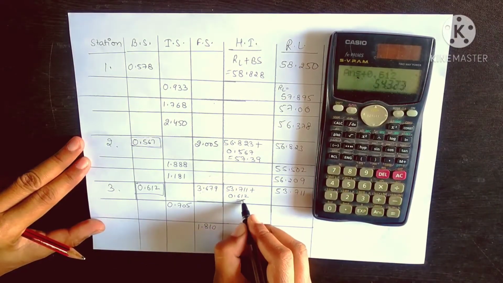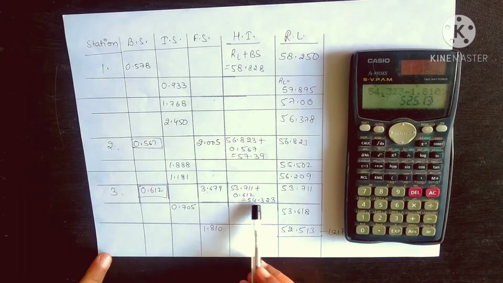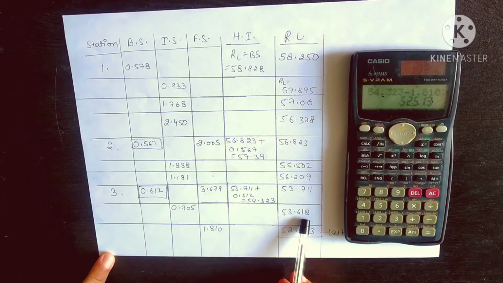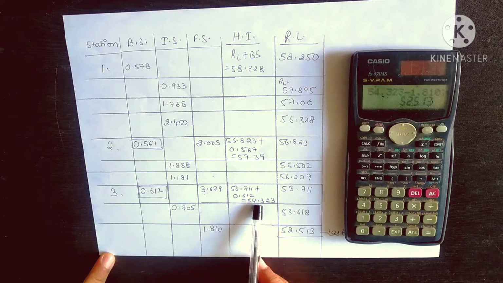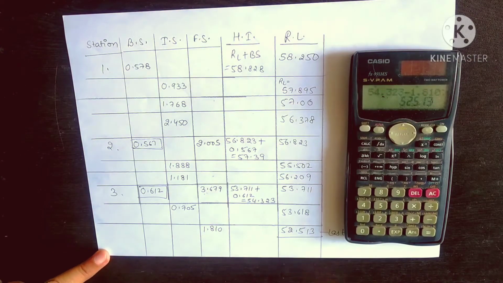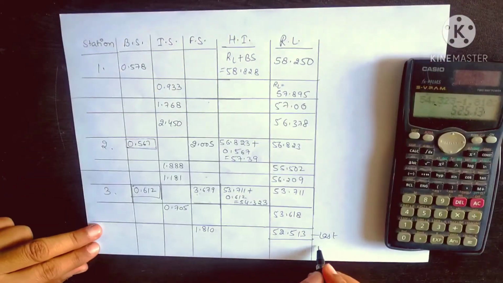Now the station is again changed, so 53.711 plus 0.612. 0.612 will give us new HI. So 54.323 minus 0.705 gives us 53.618, and 54.323 minus 1.810 gives us 52.513. That is the last RL value.